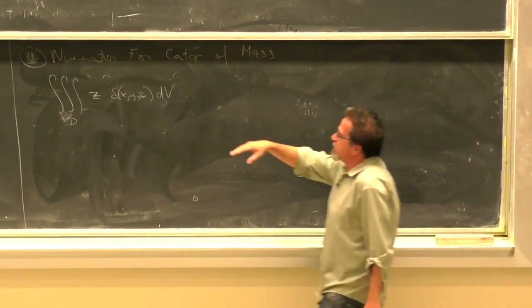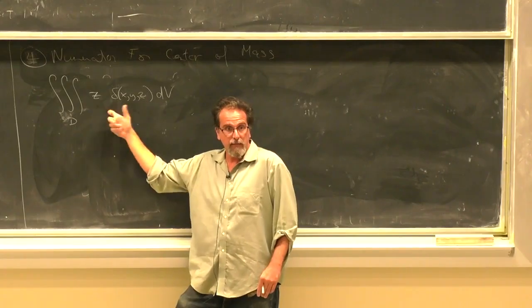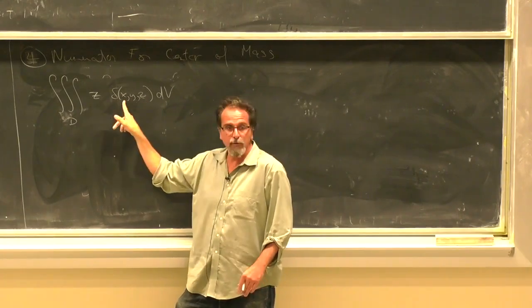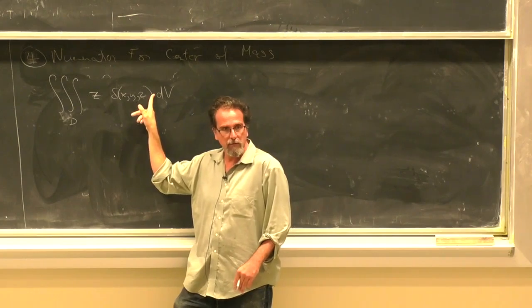Okay, so guys, length times mass. Length, mass per unit volume times volume is length times mass. What did I do wrong?